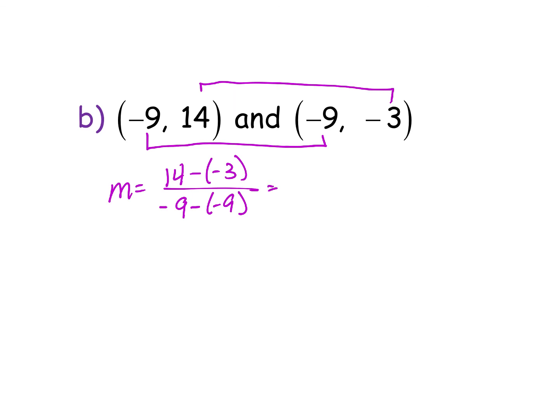So what's 14 minus a -3? Minus minus is positive. So 14 plus 3, 17. Okay, and minus a minus again is positive, right? So -9 plus 9. Oh, 0.